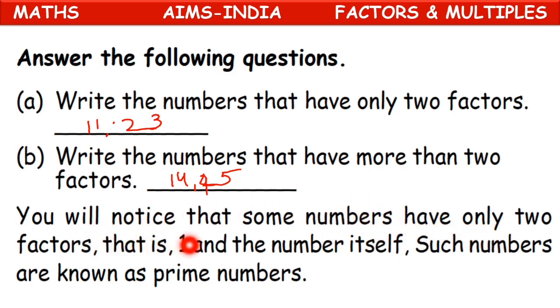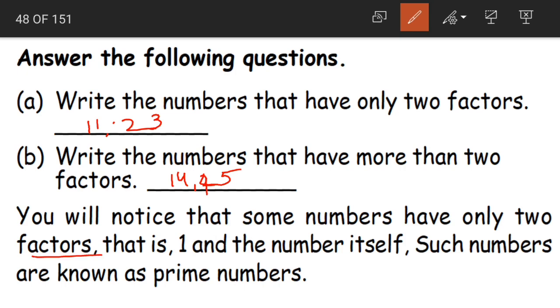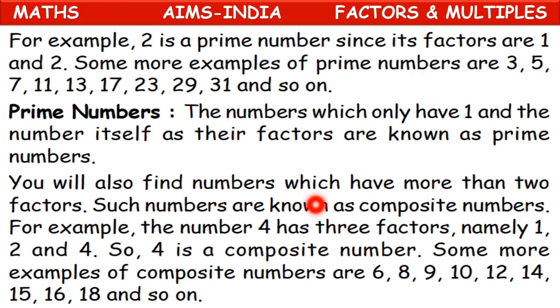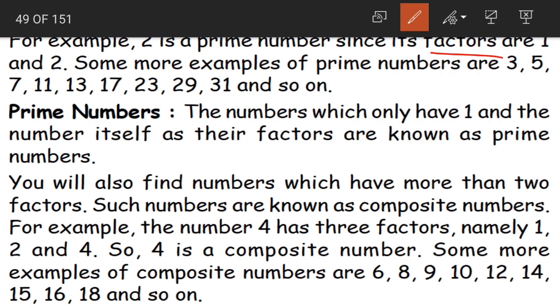Such numbers are known as prime numbers. What are they called, children? Such numbers having only 2 factors, that is 1 and the number itself, are known as prime numbers. For example, 2 is a prime number since its factors are 1 and 2. Again, what is a factor?